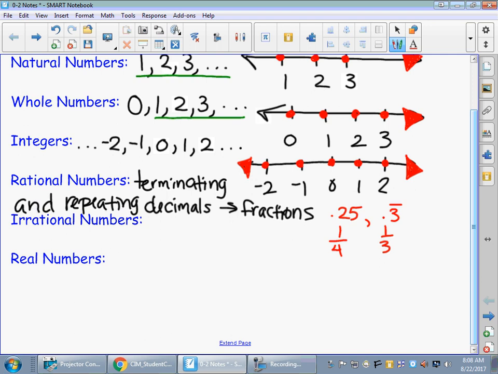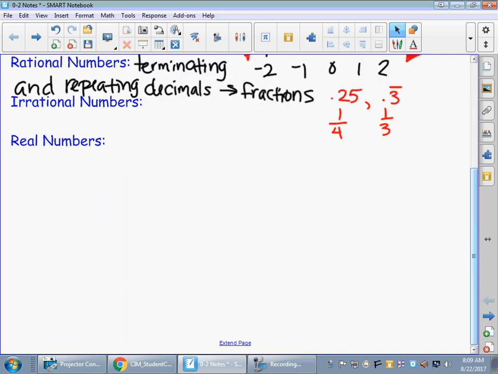So then irrational numbers: "ir" is just a prefix for not. So we're talking about the not rational numbers. If it's not rational, it's irrational. So that means your non-repeating and non-terminating decimals.